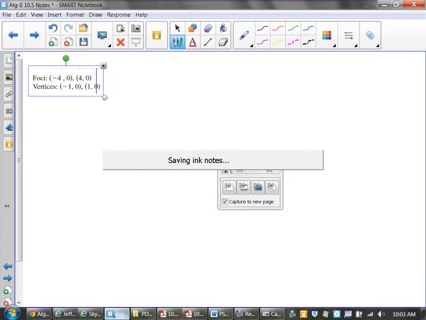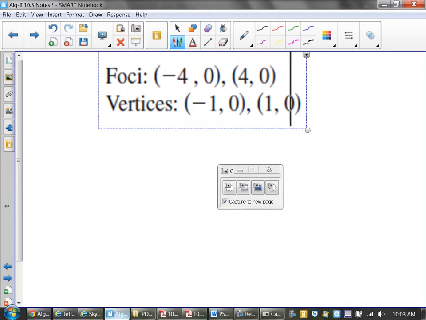Is that equation plus or minus A over B or plus or minus B over A? For when it's up and down, your slope is A over B. When it is left and right, it's B over A. So let's go the opposite direction real quick here.